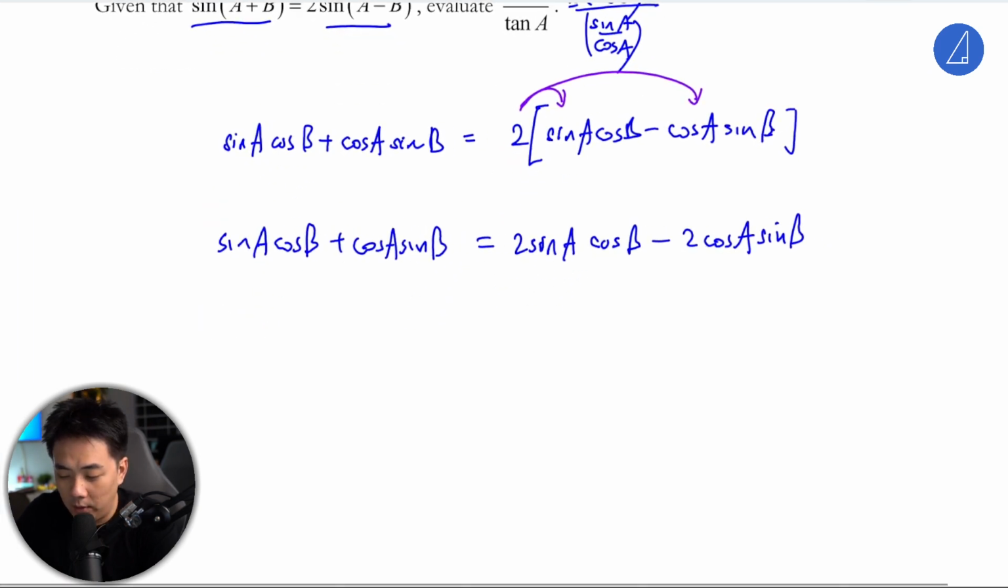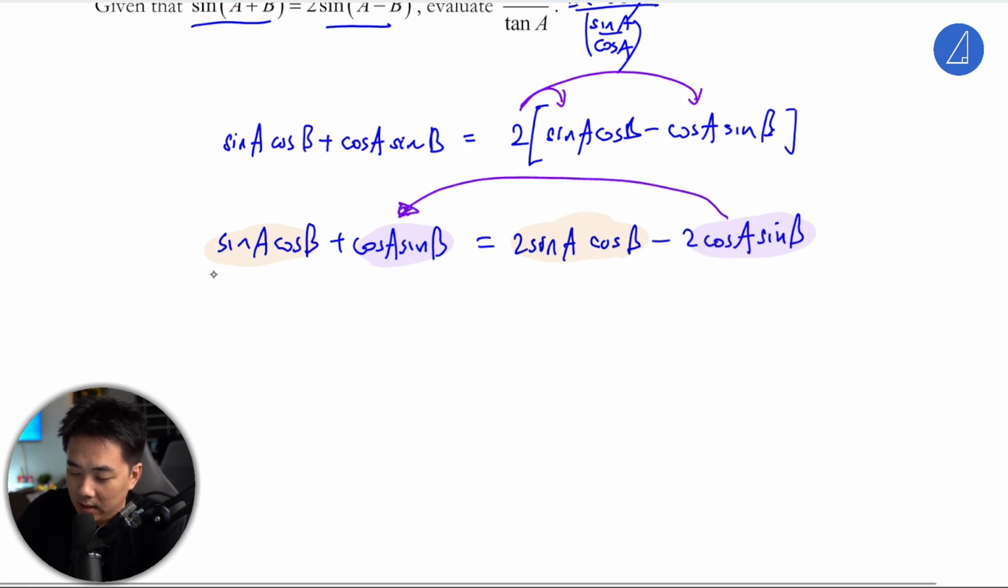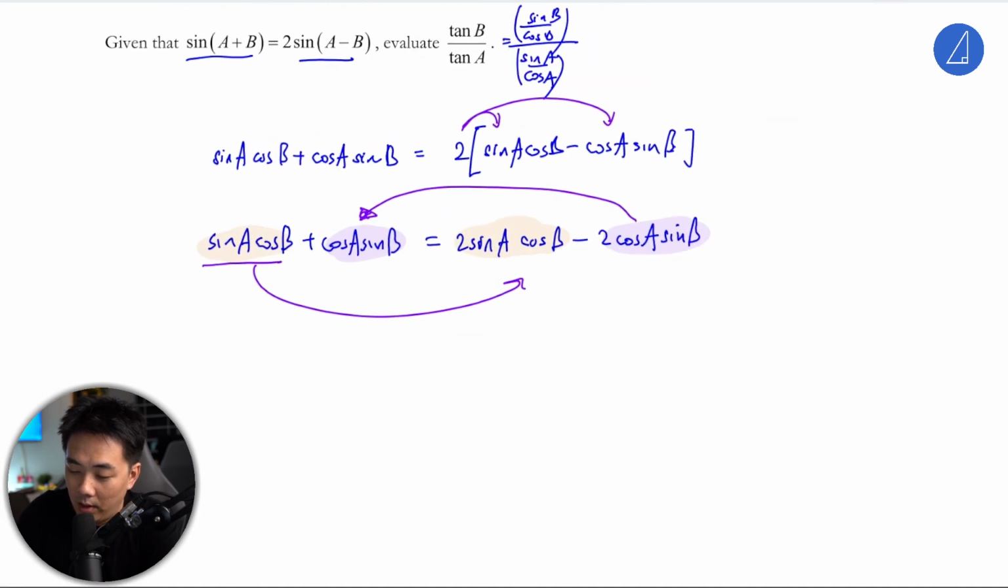Now take note, I'm just going to color code this. This sine A cosine B is the same as sine A cosine B here, so these both can interact. Whereas this 2 cosine A sine B is cosine A sine B here. So I'm going to move this over to the other side, and this sine B over to the other side. What we get essentially is 3 cosine A sine B, because 1 plus 2 is 3, and 2 minus 1 is 1, so it's sine A cosine B in this case.